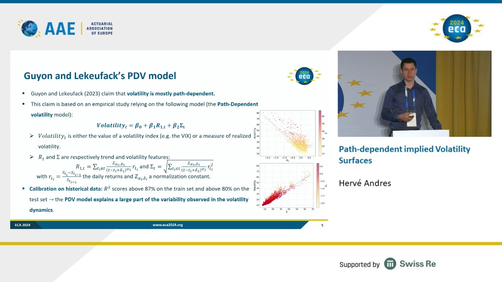They consider either a volatility index such as the VIX for the S&P, or realized volatility that you compute from squared returns. And their conclusion, when they calibrate this model, is that it allows to explain very well the variations in the volatility. They measure the R2 scores and they obtain very high R2 scores.